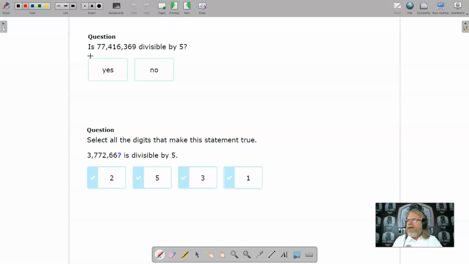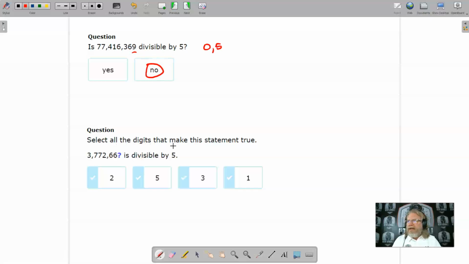On the next one is 77,416,369 divisible by 5? Well, the rule for 5 is the last digit has to be a 0 or a 5, right? Is this a 0 or a 5? Indeed it is not, so it is not divisible by 5.